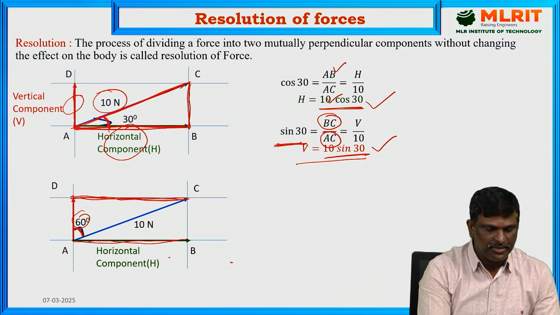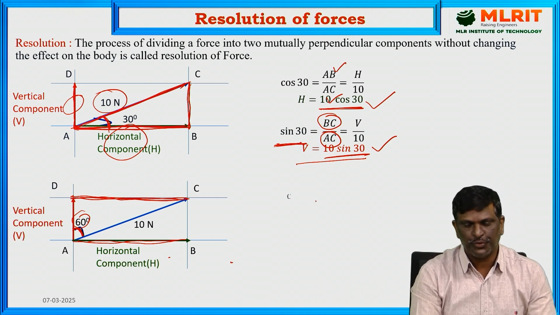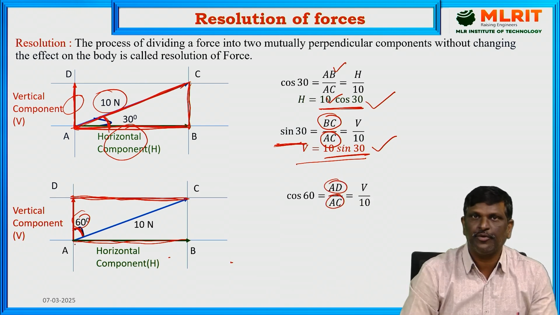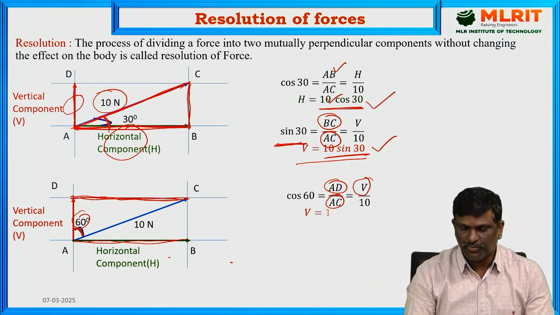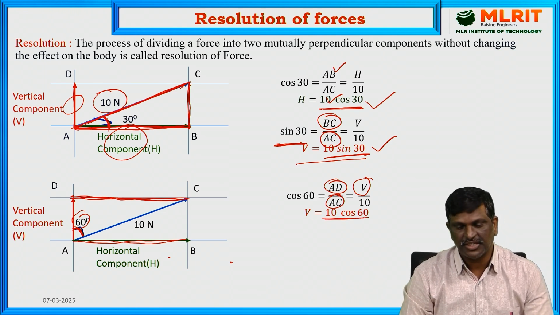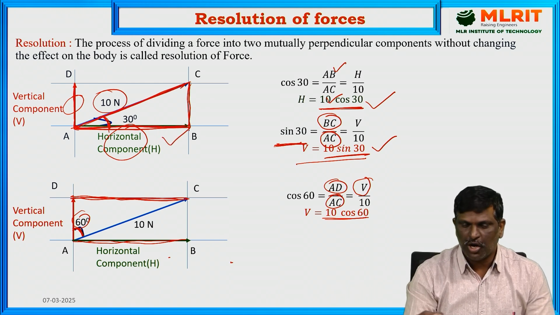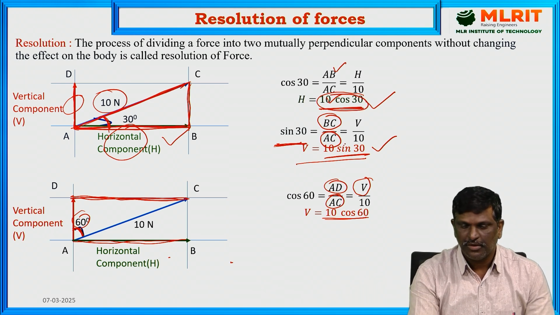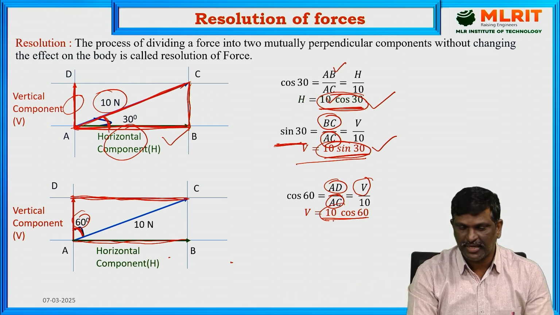Now I will take cos 60. Cos 60 is equal to AD by AC. AD is the adjacent side now, which is nothing but our vertical component. So the vertical component can be calculated now by using V is equal to 10 cos 60. In the earlier example, the horizontal component is 10 cos 30 and vertical component is 10 sin 30. Here the vertical component is 10 cos 60.